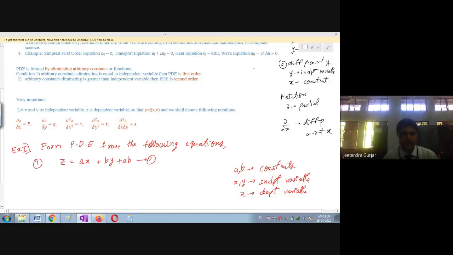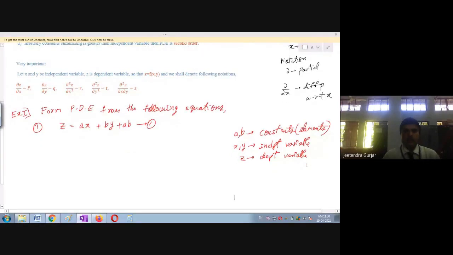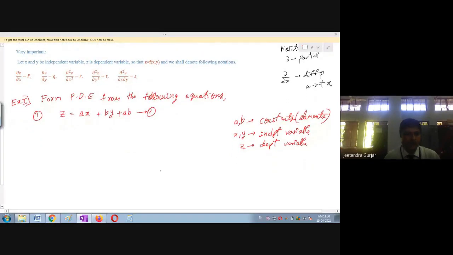So now we have to eliminate A and B. That is our work. What is the job to do here? We are going to eliminate A and B. So let us start differentiating. What I'm going to do is differentiate partially with respect to x. So now z is denoted by the partial derivative, dou z upon dou x.